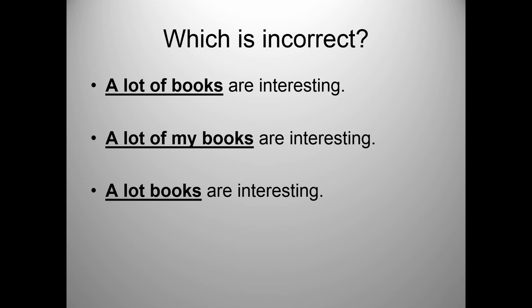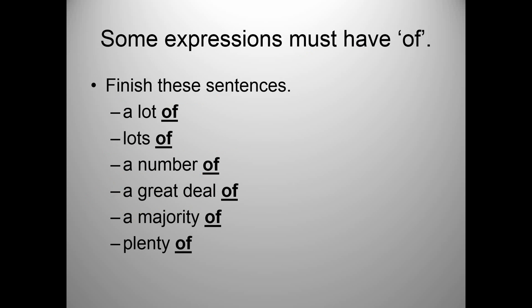Look at these three sentences. Which sentence is incorrect? A lot of books are interesting. A lot of my books are interesting. A lot books are interesting. The one that's incorrect is the third one. The reason it's incorrect is that some expressions of quantity, like a lot, must have the word of.